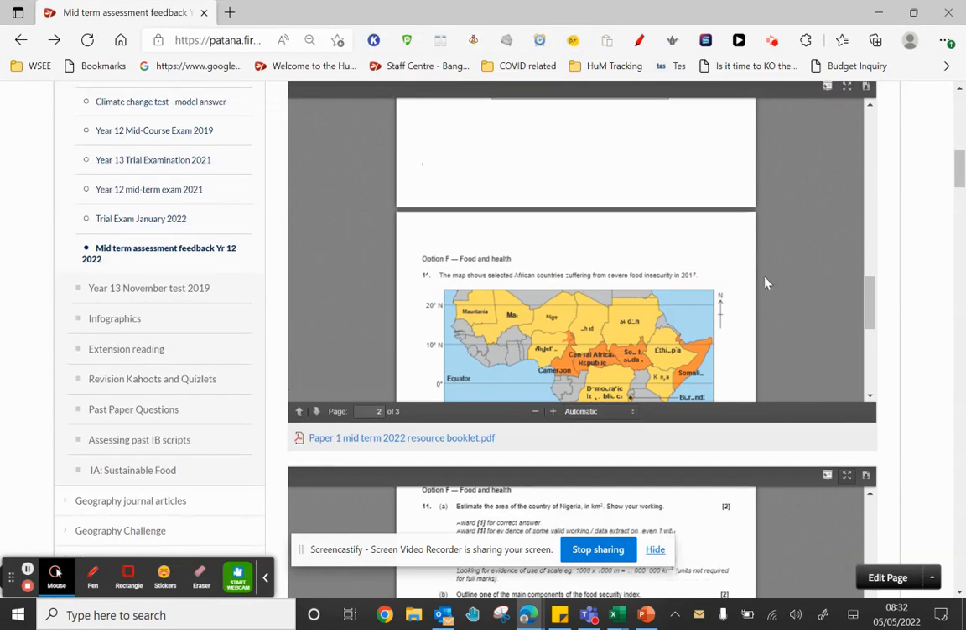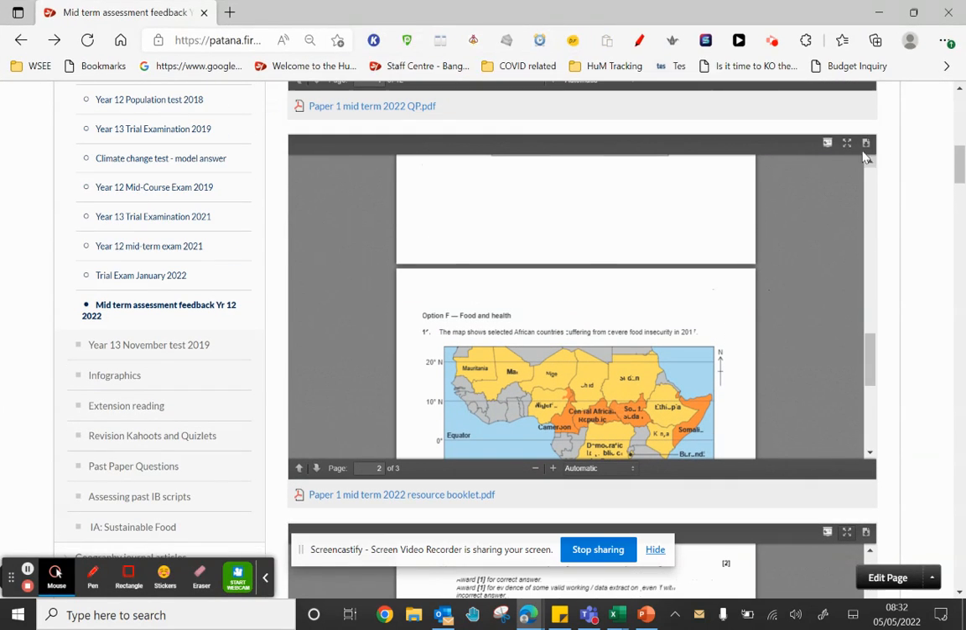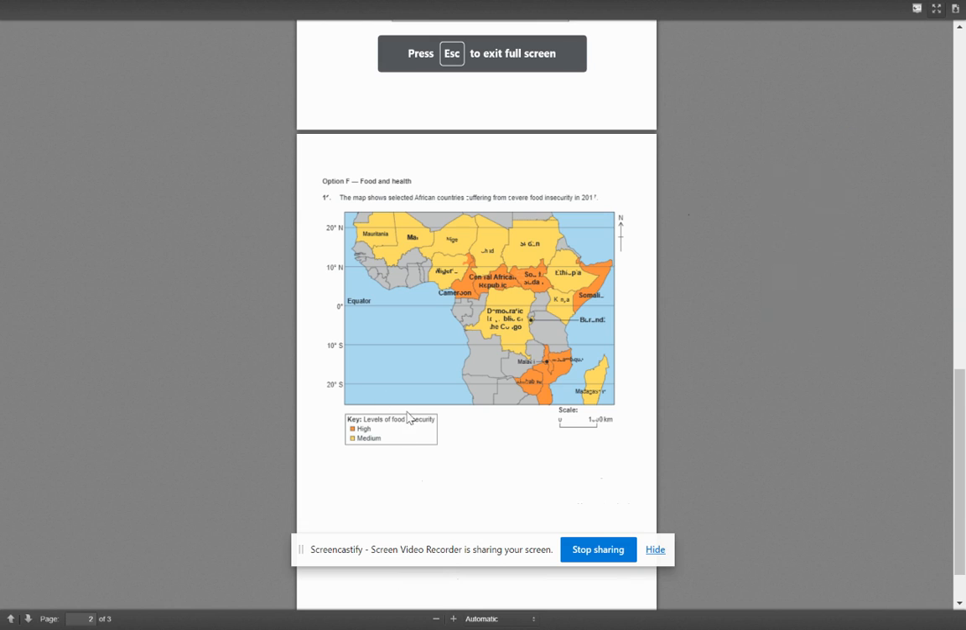So we can see here what the map is clearly showing. It's got a key down here for the levels of food insecurity, high being the orange areas, medium being this sort of yellowy color, and we've got a scale here. So first thing, locate Nigeria. There it is. Measure south to north, west to east.